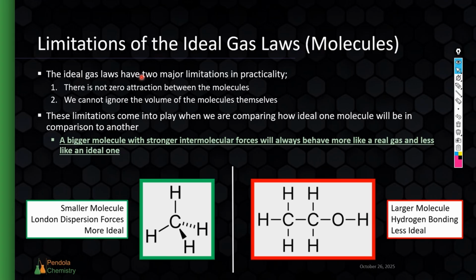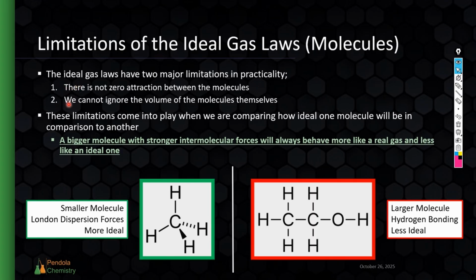So the ideal gas laws have two major limitations in actuality, in practicality. The first is that there is zero attraction between the molecules. We spent chapter 4 learning about intermolecular forces, hydrogen bonding, London dispersion forces, dipole-dipole attractions. And so saying that the molecules of a gas have zero attraction between them is not realistic. So that's a limitation of the ideal gas law. That's one point where the ideal gas law makes an assumption that we can't make fully. So that's the first assumption.